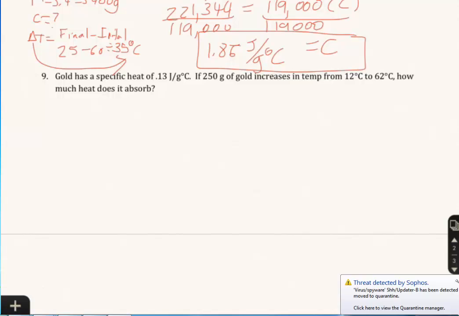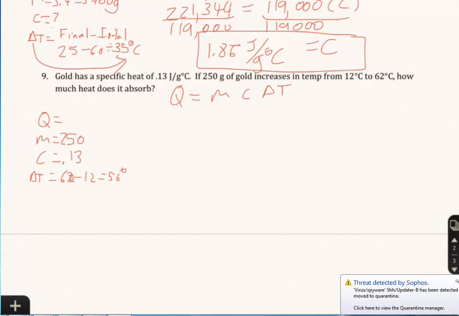Excellent. If 250 grams of gold increases in temperature from 12 to 62, how much heat does it absorb? Okay, so again, Q equals MC delta T. And Q, M, C, delta T. Let's see what we know. Gold has a specific heat of 0.13, so there's our C, 0.13 joules per gram degree Celsius. 250 grams of gold, there's our mass, 250. Increases in temperature from 12 to 62. Okay, remember it's final minus initial, so 62 minus 12 is 50 degrees.